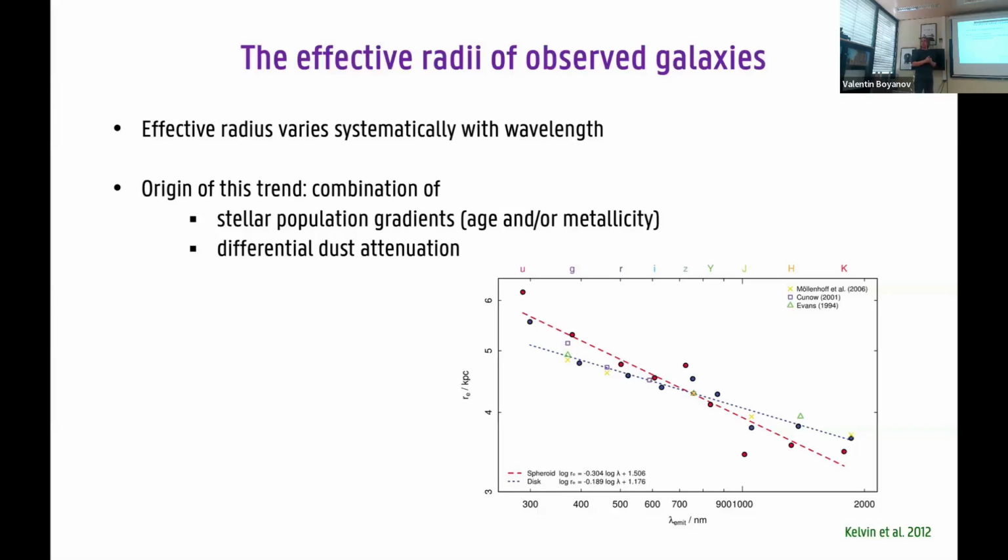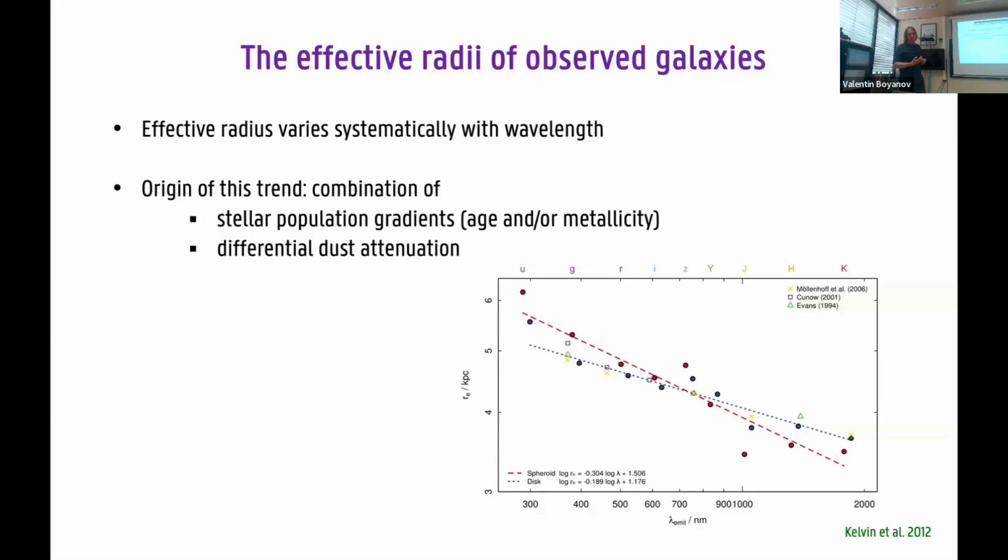Now, the other effect is dust attenuation. If you have dust in your galaxy, it will preferentially eat away the blue light. So the more dust you have, the more blue light is taken away and only the red light remains. Now, dust is primarily concentrated in central regions. So by eating away the blue light, you essentially make your galaxy appear larger, because the outer regions will dominate more. And so both of them result in the same trend.